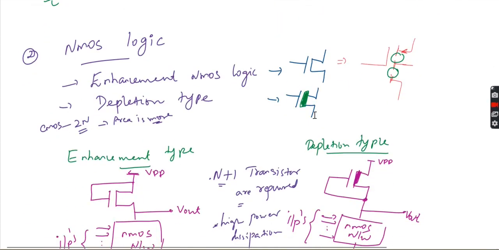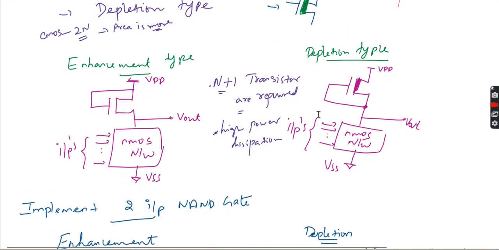Now when you go for NMOS logic, we have two different types. As I mentioned, for the enhancement type, the general circuitry is this. The top one acts as the load and this one acts as the driver. So the load is called the enhancement load transistor. In the enhancement type, normally the gate is connected to VDD. In the depletion type, the gate is connected to this terminal. Followed by that we have the NMOS network, or sometimes we call this a pull down network, where the set of inputs are given.